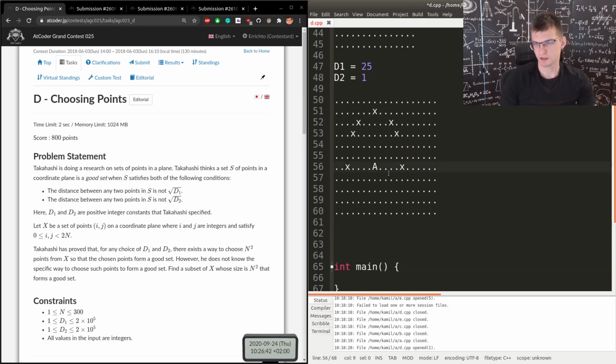Will I take points surrounding A? Should I also take those? They're quite close to each other, so if D1, D2 are big, it shouldn't be an issue. Yeah, just trying to think why grid is 2n by 2n. It's a reasonable thought to have.